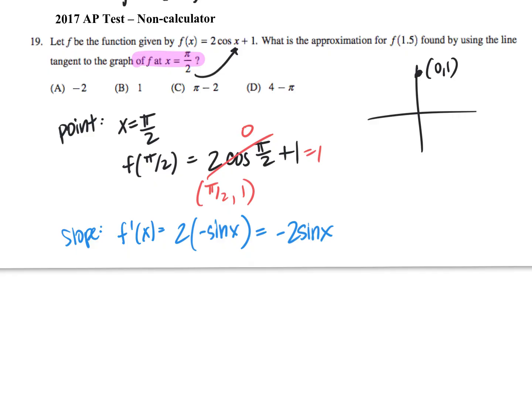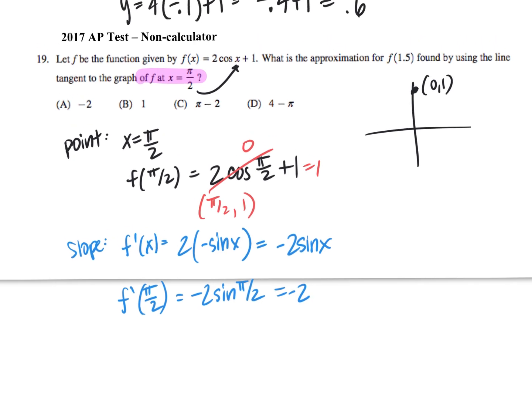Where do they want that slope? What x value? That's it. Negative 2 sine at pi over 2. Sine at pi over 2, I agree, is 1, times negative 2. Negative 2. Whew. This is a long one, 2017.